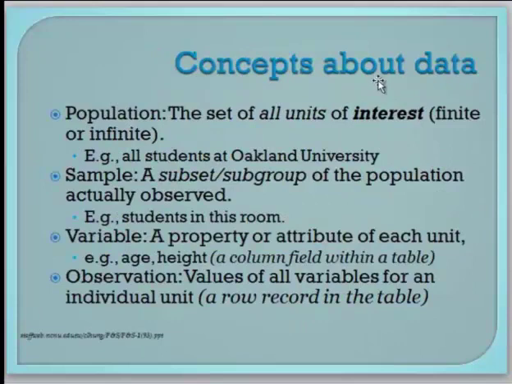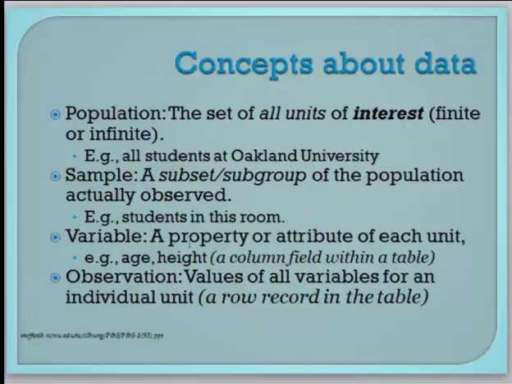So here's a few concepts about data. When we say population, we don't just mean people. So we could say all students in Oakland University might be the population, but it could also be all the marbles in a pail or all the potential voters in the country. That's the whole population. A sample is just some kind of subset or subgroup of that population. So it could be the students in a room, or it could be the voters in a county.